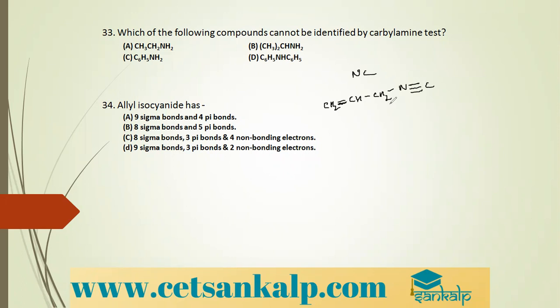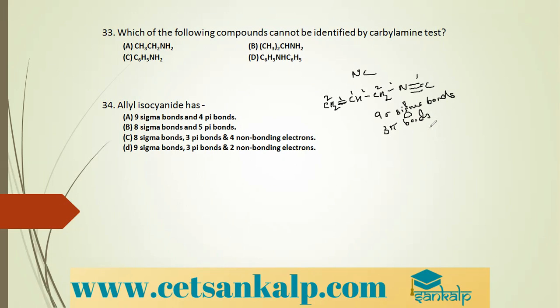So what all bonds does it have? Counting: 1, 2, 3, 4, 5, 6, 7, 8, 9. It is having 9 sigma bonds, because a double bond is 1 sigma 1 pi, and a triple bond is 1 sigma 2 pi. Here carbon hydrogen 2, this bond 1, here 1, here 1, here 2, here 1, here 1. That makes 9. Then how many pi bonds? 1, 2, 3. So there are 3 pi bonds.